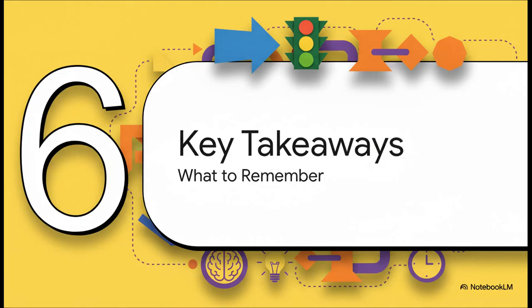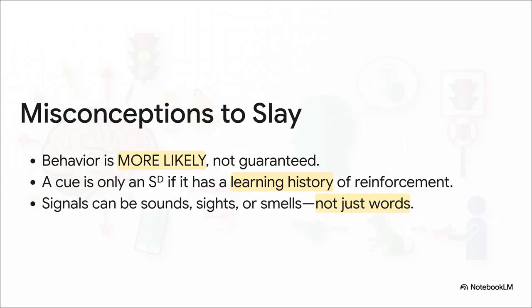So as we start to wrap this up, let's really make sure we've got the most important points down. What are the crucial things you should remember from all of this? First, let's just clear up a few common misconceptions. Stimulus control doesn't mean a behavior is guaranteed to happen. It just means it's much more likely. Second, not every single cue is an SD. It has to have a learning history of signaling reinforcement. And finally, remember that these signals aren't just words. They can be anything we perceive, like sounds, sights, or even smells.